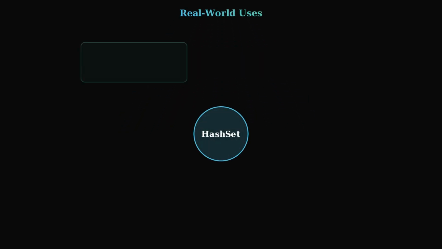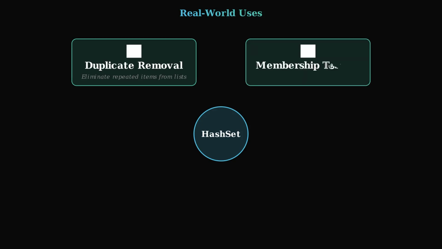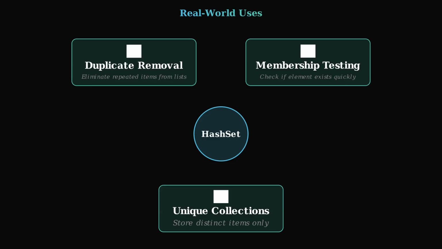How is HashSet used in the real world? Duplicate removal. Eliminate repeated items from lists. Membership testing. Check if element exists quickly. Unique collections. Store distinct items only. HashSet powers all these applications. Let's see the problem it solves.